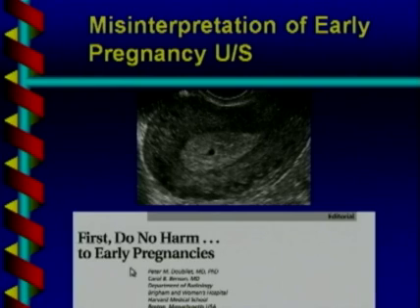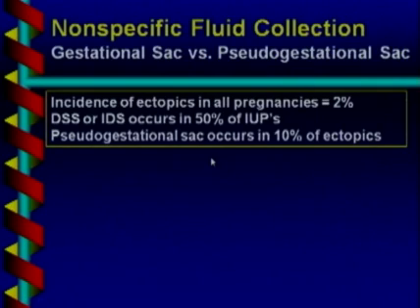Because of all these errors that we've seen, I, together with Dr. Carol Benson, who's in charge of ultrasound at the Brigham, wrote an editorial called "First, Do No Harm to Early Pregnancies." And we said that any of these small fluid collections in the uterus in a patient with a positive pregnancy test have to be interpreted as being intrauterine pregnancies, or almost certain intrauterine pregnancies.